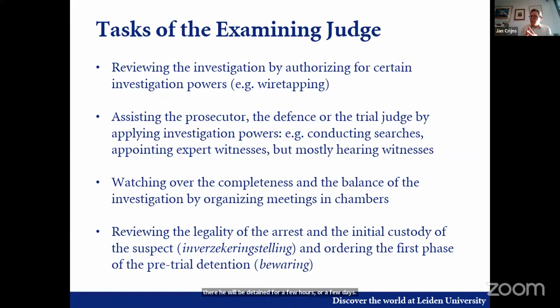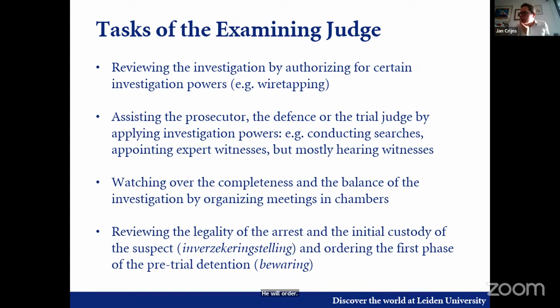But after 3 days of detention, 3 days and 18 hours to be specific, then he must be led before the examining judge. The examining judge will review the legality of the arrest and the first days of detention. And when the examining judge finds that the arrest or the initial detention is illegal, he will order that the suspect will be released.